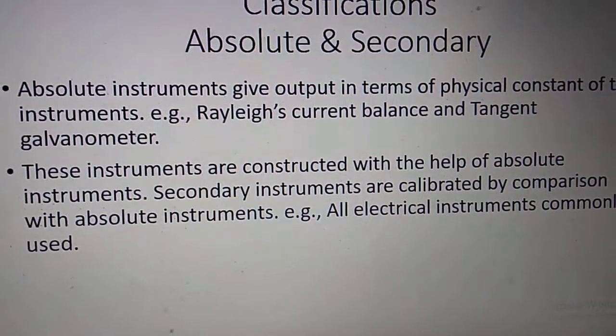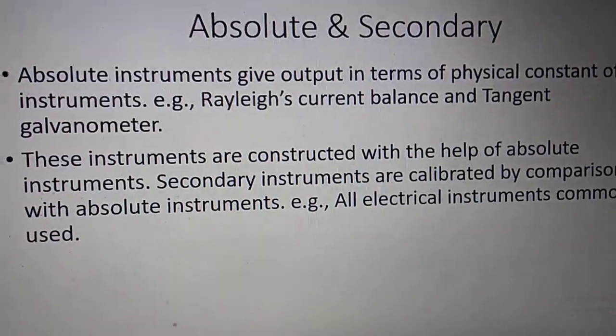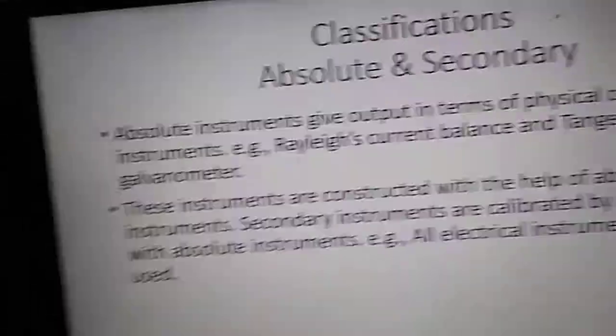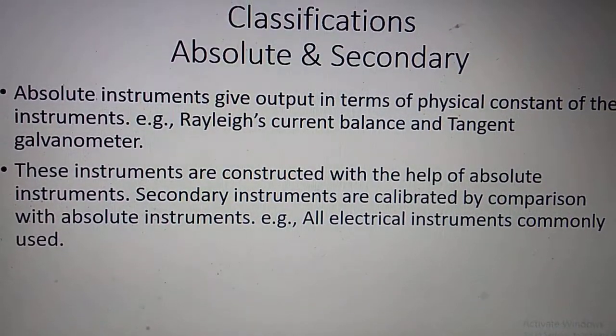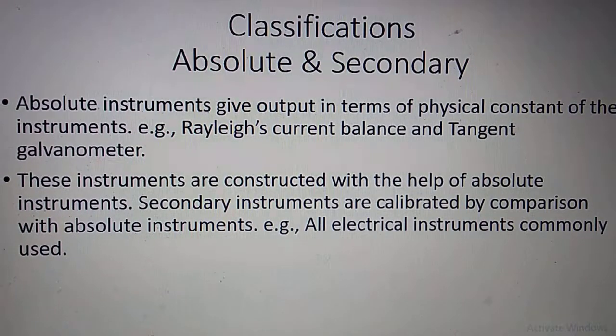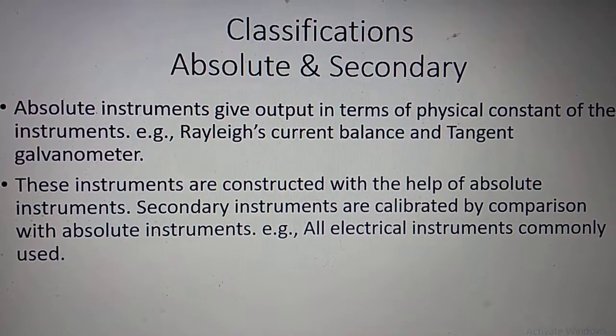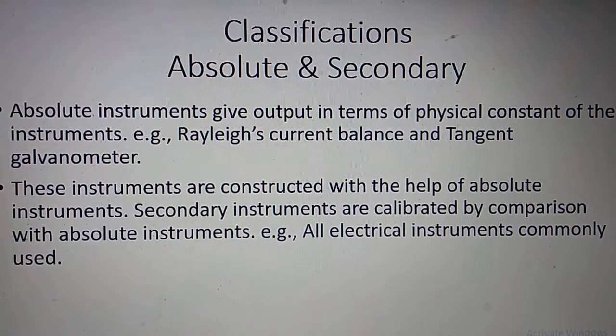The secondary instruments. These instruments are constructed with the help of absolute instruments. For example, I have told you already about calibration. Calibration means by comparing with a standard object, we construct a new object. So that type of instrument is a secondary instrument.